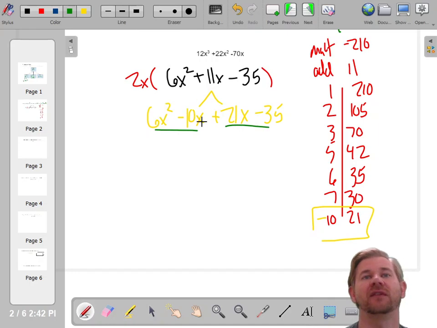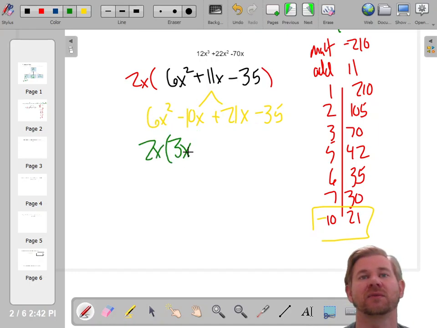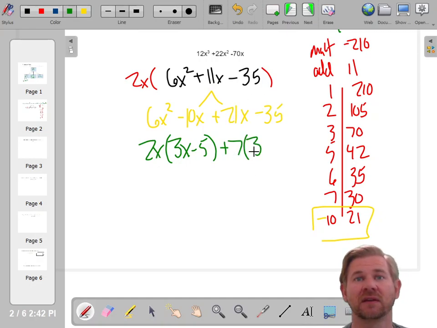So the GCF of the first half: these are both even, and they both have an x. 2x times 3x minus 5, so that's 6x squared minus 10x. That looks good. Bring down the plus sign. 21 and 35 are both multiples of 7. 7 times 3x minus 5, so that's 21x minus 35.